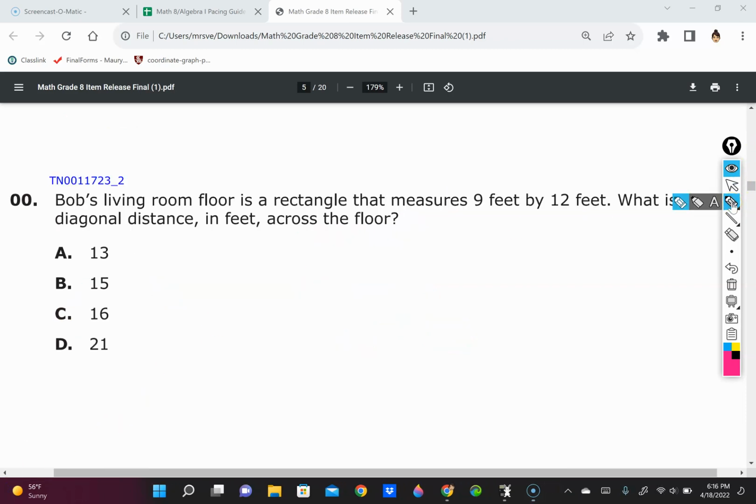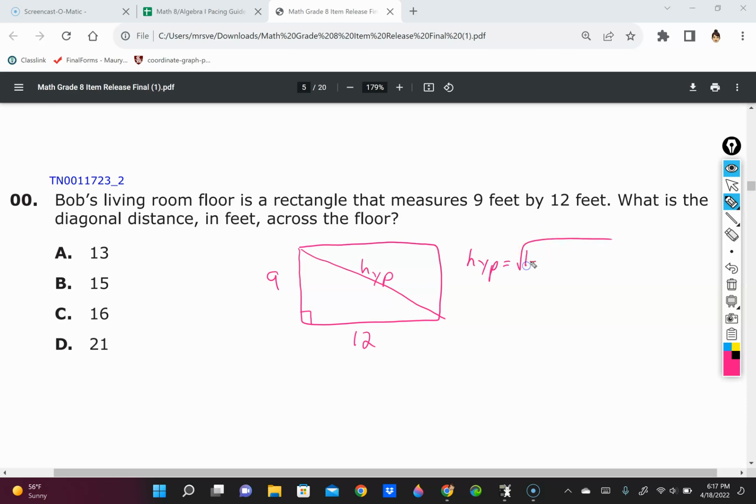The next question, Bob's living room is a rectangle that measures 9 by 12 feet. I could see this question being on the calculator section and the non-calculator section. If you're looking at a rectangle, the diagonal would be considered your hypotenuse in a right triangle. 9 would be one leg, 12 would be the other leg. You could use the formula hypotenuse equals the square root of a leg to the second power plus the other leg to the second power. You could plug all this in your calculator, or you could work this out by hand.